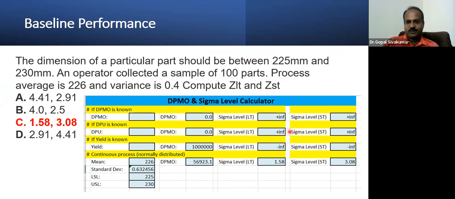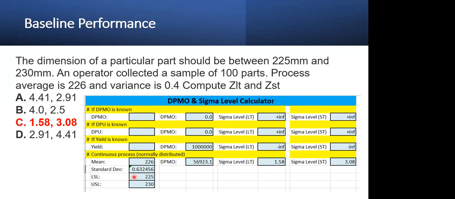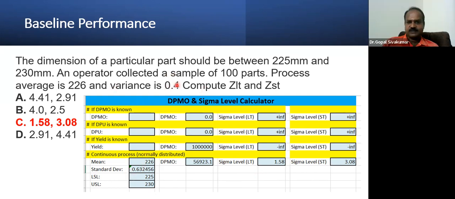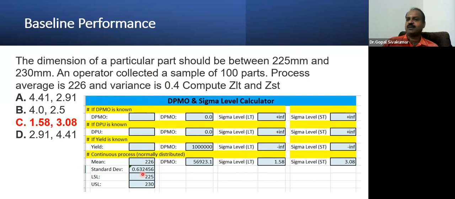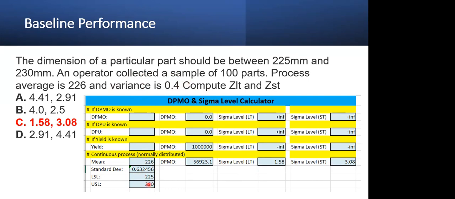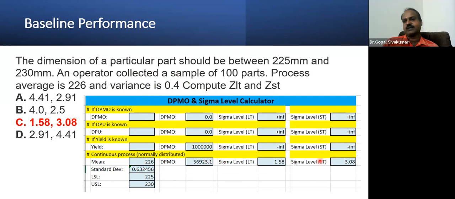You all know, we have seen this Excel sheet, right? Where you see here, mean is available, standard deviation available, USL, LSL is available. Do you think all the four are available with you? Mean, standard deviation, USL, LSL? We have only variance. Yes, standard deviation is the square root of variance. Very good. Convert it, apply it, you will get DPMO, you will get ZLT, you will get ZST.